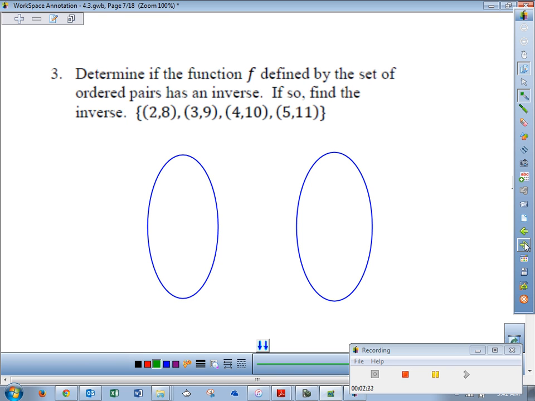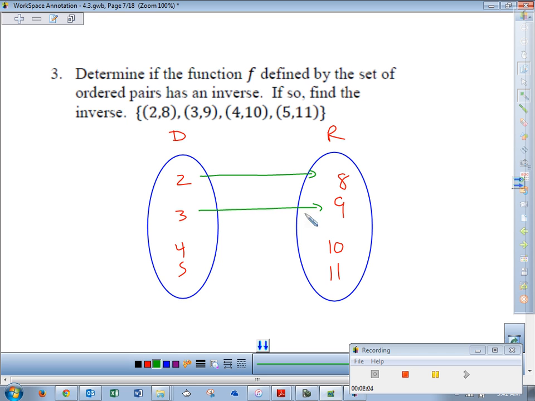Again, another relation, same question. First, make me a baby mapping. Always put a D and an R. 2, 3, 4, 5. And then 8, 9, 10, 11. I can tell already that it's going to be one-to-one. I had no x repeaters. I had no y repeaters. So this is one-to-one. They are asking us for the inverse of this relation.